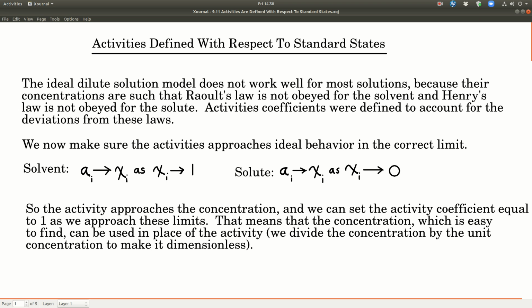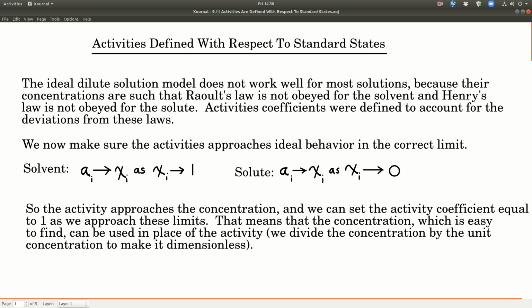Hey guys, this is section 9.11 where we talk about how activities are defined with respect to standard states. So the ideal dilute solution model doesn't apply to most solutions. Most solutions aren't dilute ideal solutions. Their concentrations are such that Raoult's law is obeyed for the solute but not the solvent, and Henry's law is obeyed for the solvent but not the solute. We defined activity coefficients to take into account deviations from ideal behavior.